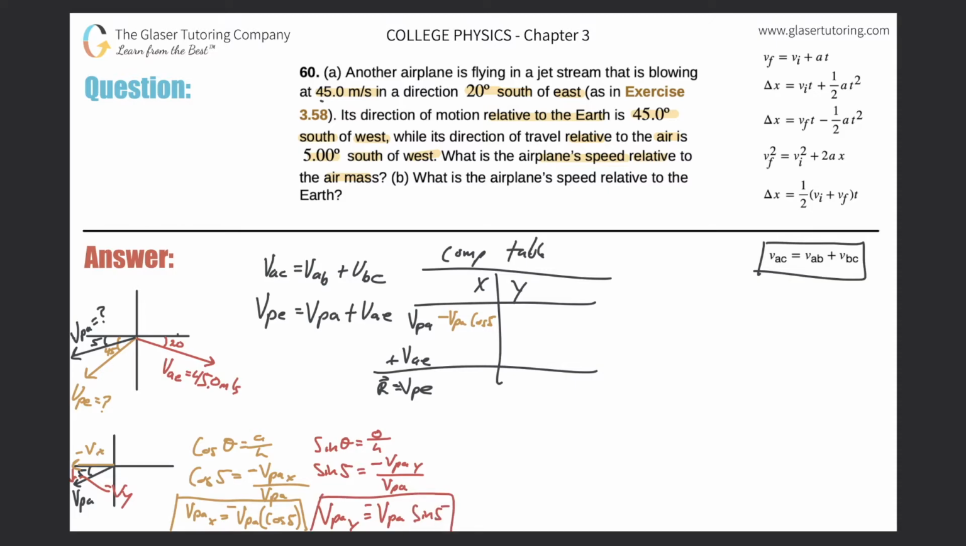Okay, so take this value, plug it into your table. So this should now be negative of the velocity of the plane relative to the air multiplied by the sine of 5. Okay, very good. So that takes care of that one.